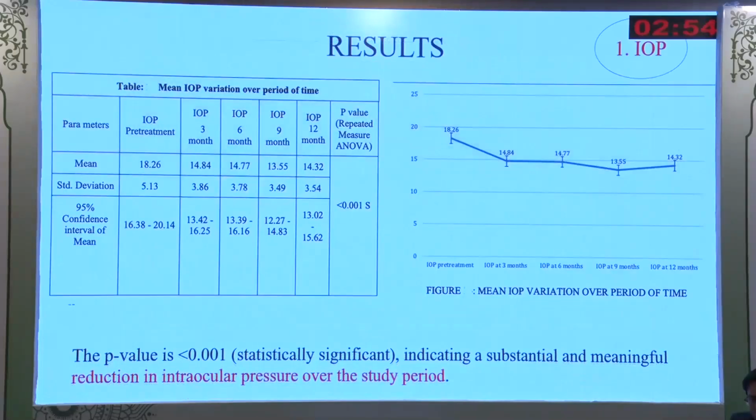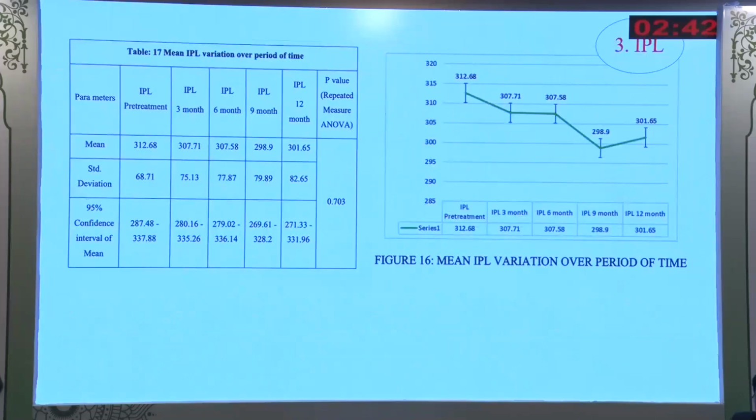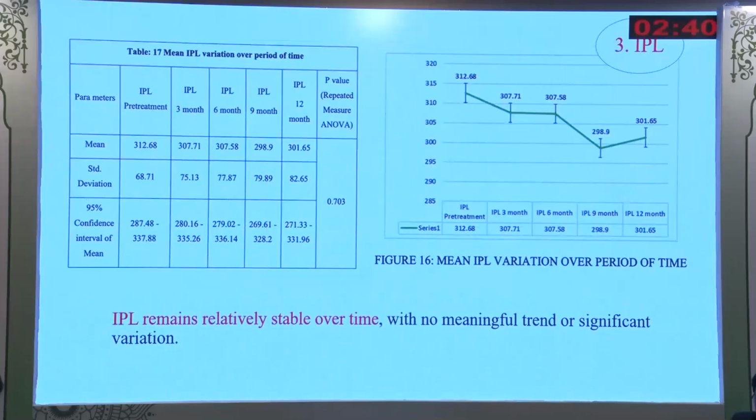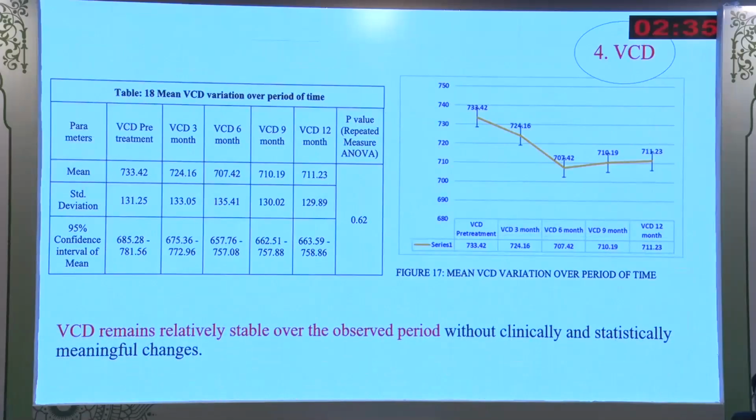We saw that Travoprost caused a substantial, meaningful reduction in IOP over the study period. The external punctal diameter showed a few fluctuations, but there was no significant change over the 12-month period. The internal punctal diameter remained relatively stable for 1 year, and the vertical canalicular depth also remained stable over the observation period.